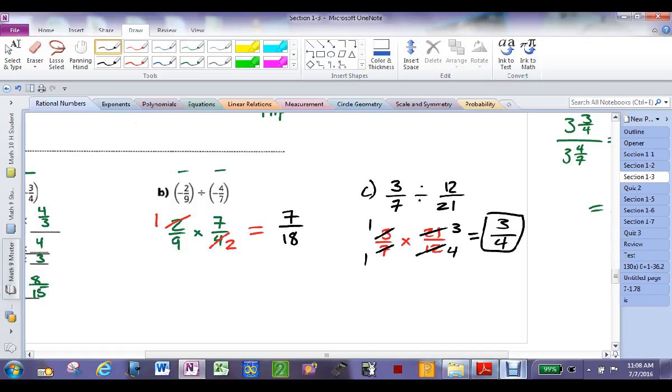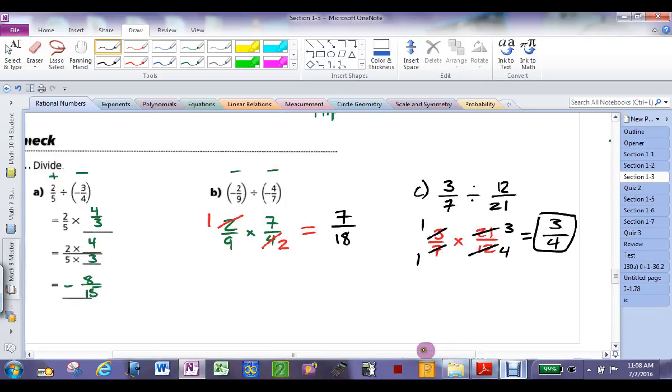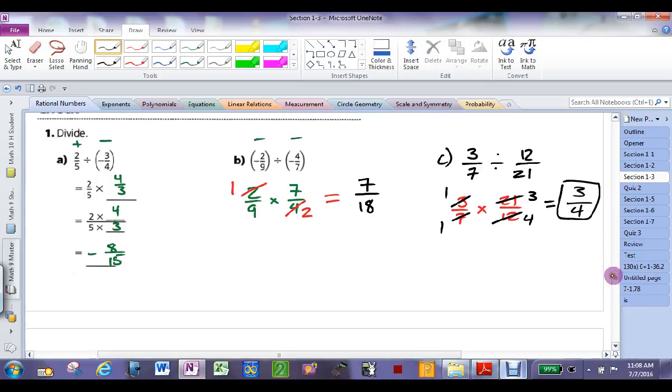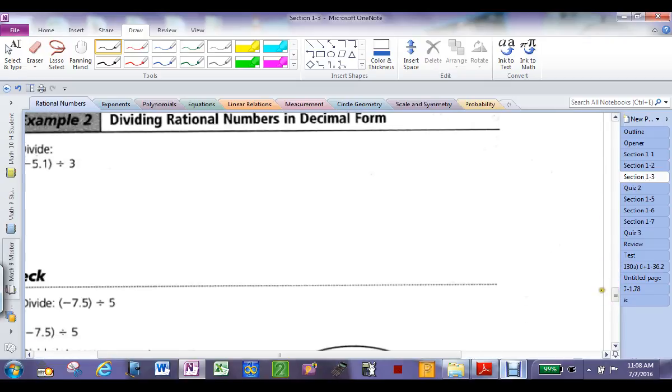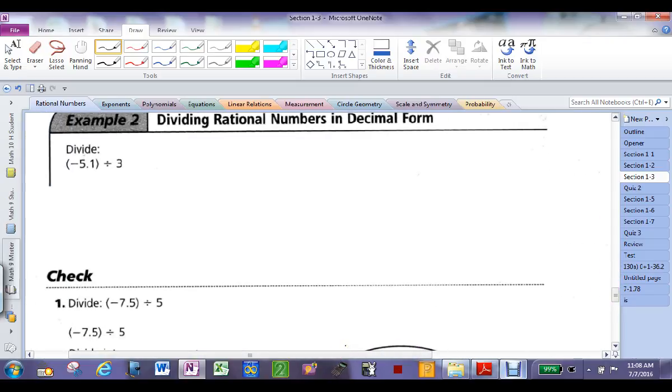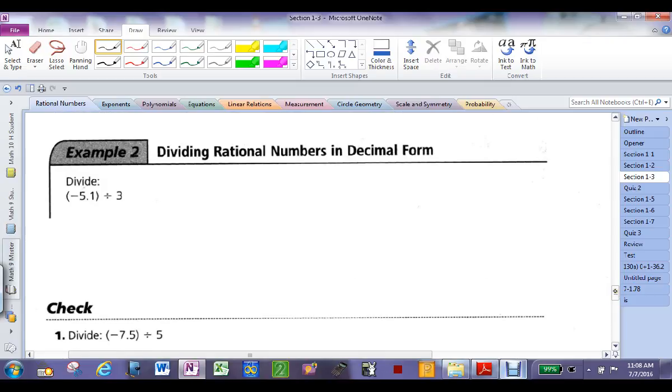Is everybody cool with fraction division? All right. Turn the page over. Now we're going to talk about dividing rational numbers.